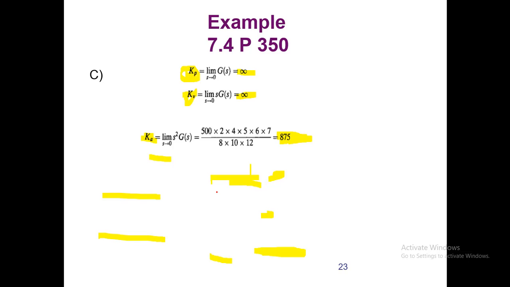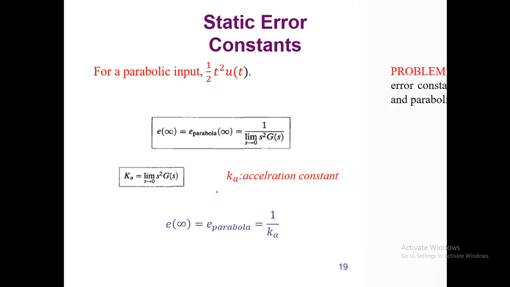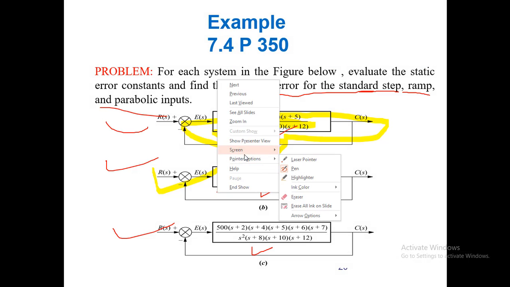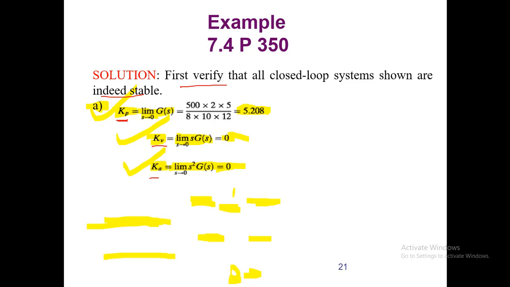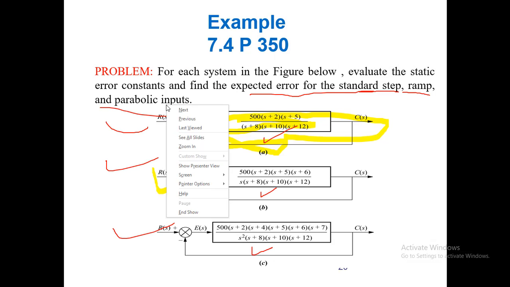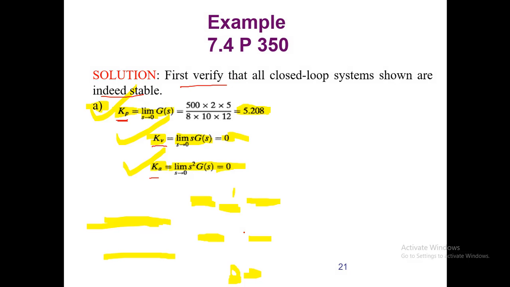This is the type of the system. You can see that in all of these figures, the only difference was the presence of s in the denominator. So you see there was no s over here, there was one s over here, and there was s square over here. So this basically represented all of these things.